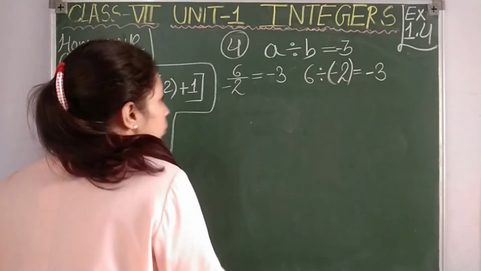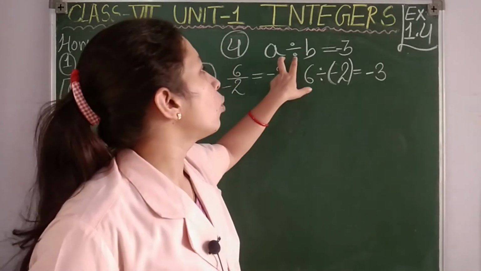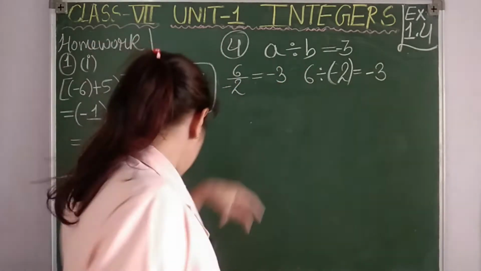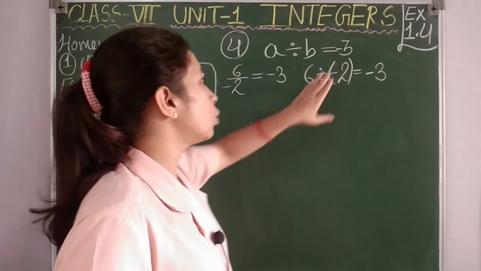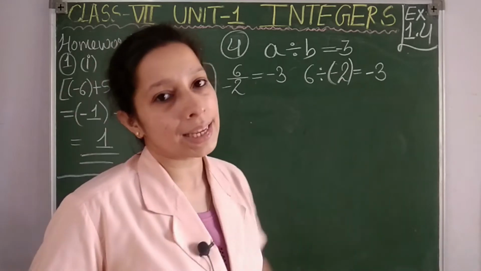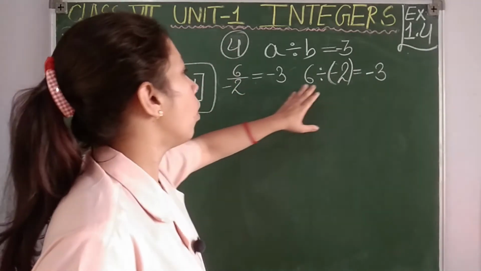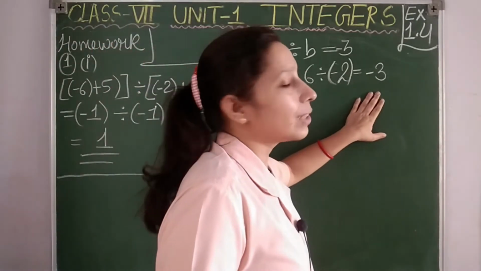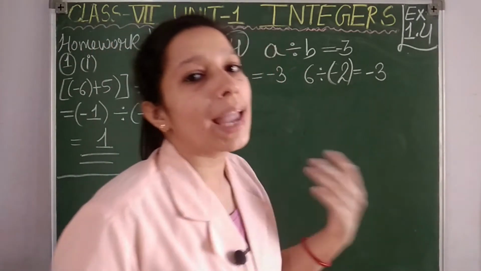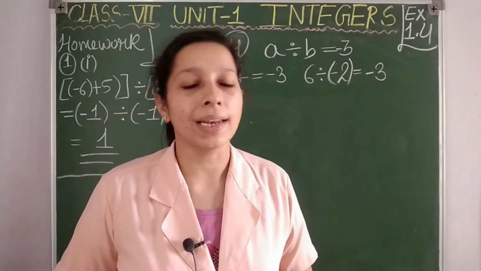Let us understand this question in simple words, students. What you are asked to do here is to take 2 integers such that on dividing them your result should be minus 3, meaning the quotient after division should be minus 3. One example is already given in your textbook: 6 and minus 2, on division you get the quotient as minus 3. So what can be other such pairs whose quotient will be minus 3?